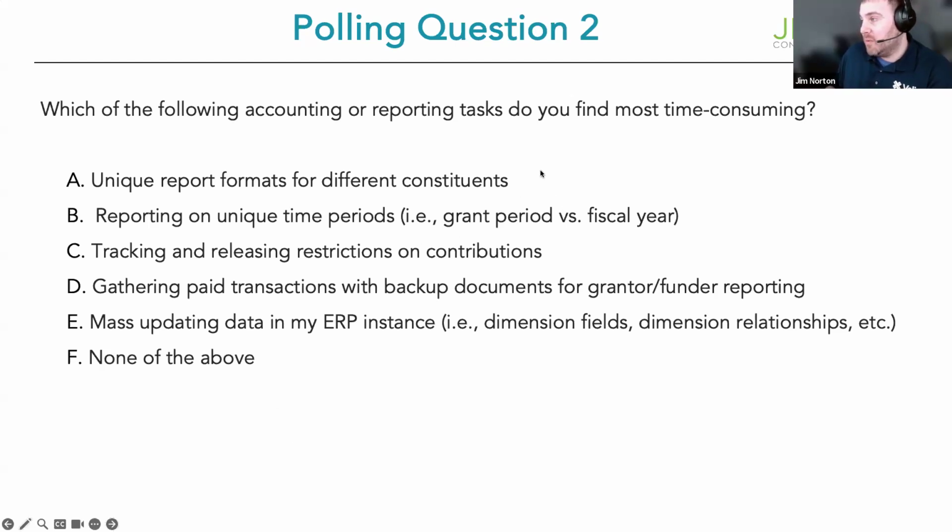All right, so number one, this is not too surprising, is unique report formats for different constituents. We have 64% of our audience there, 27%. The next one is report on unique time periods. And then the other one is mass updating data. So about 9% of our audience came in with that. Great. Well, spoiler alert, those are all things that you're about to see.